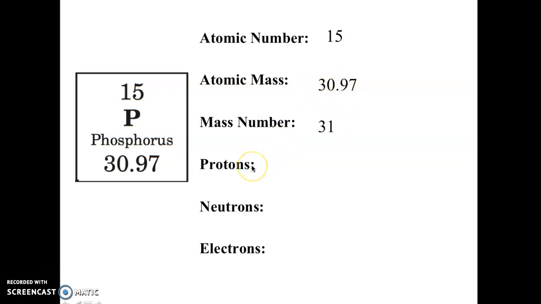The number of protons, remember, is equal to the atomic number, so that's going to be 15. The number of neutrons is going to be the mass number, which is 31, minus the atomic number, which is 15. So 31 minus 15 gives us 16. And our electrons, remember APE-man, atomic number is equal to protons is equal to electrons. So our number of electrons is going to be 15.